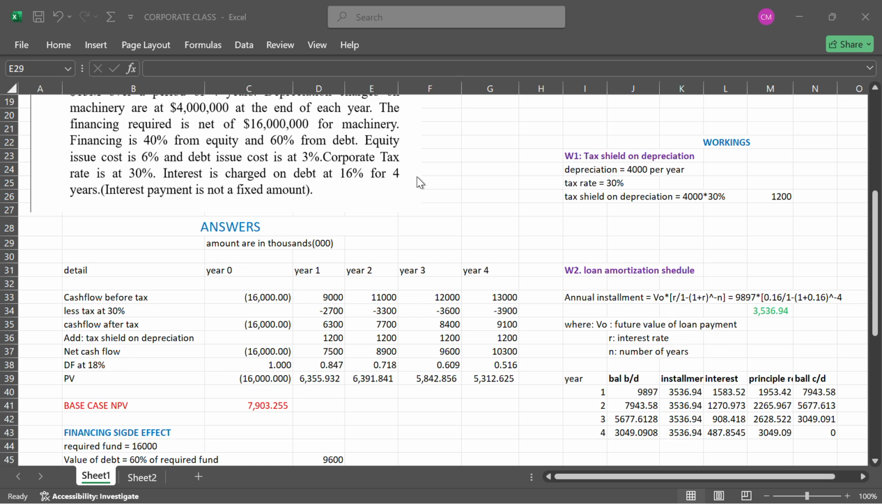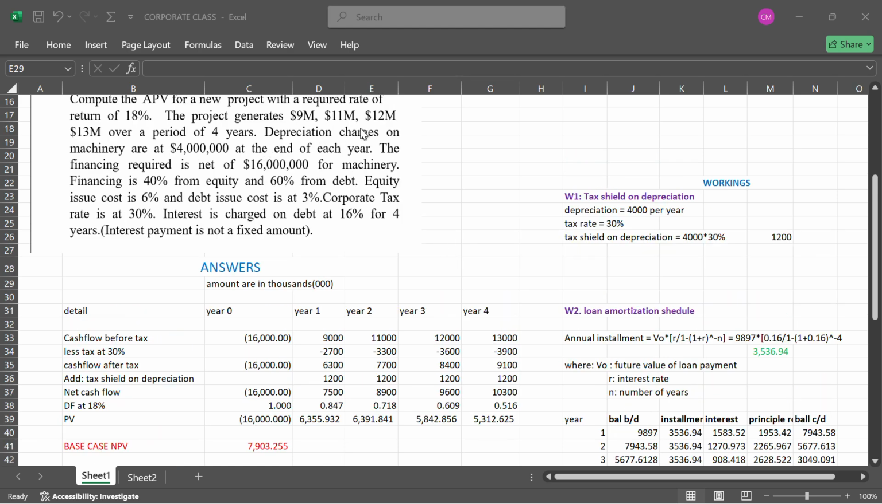Okay, here we have the cash flow before tax. Year 0 we have 16 million, year 1 we have been given 9 million, year 2 we have been given 11 million, year 3 we have been given 12 million, and year 4 we have been given 13 million. So this is the amount before interest, tax, and depreciation. Okay, as you know here, these are the cash flows we have been given.